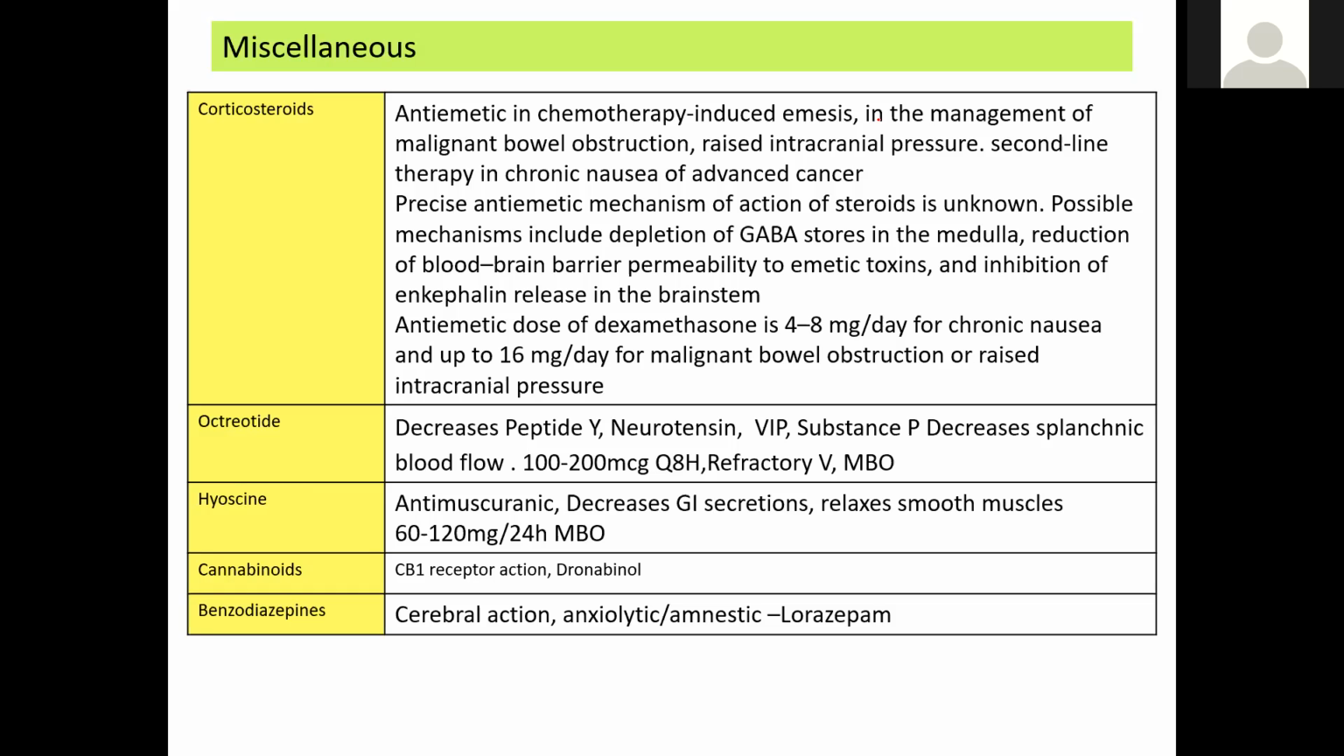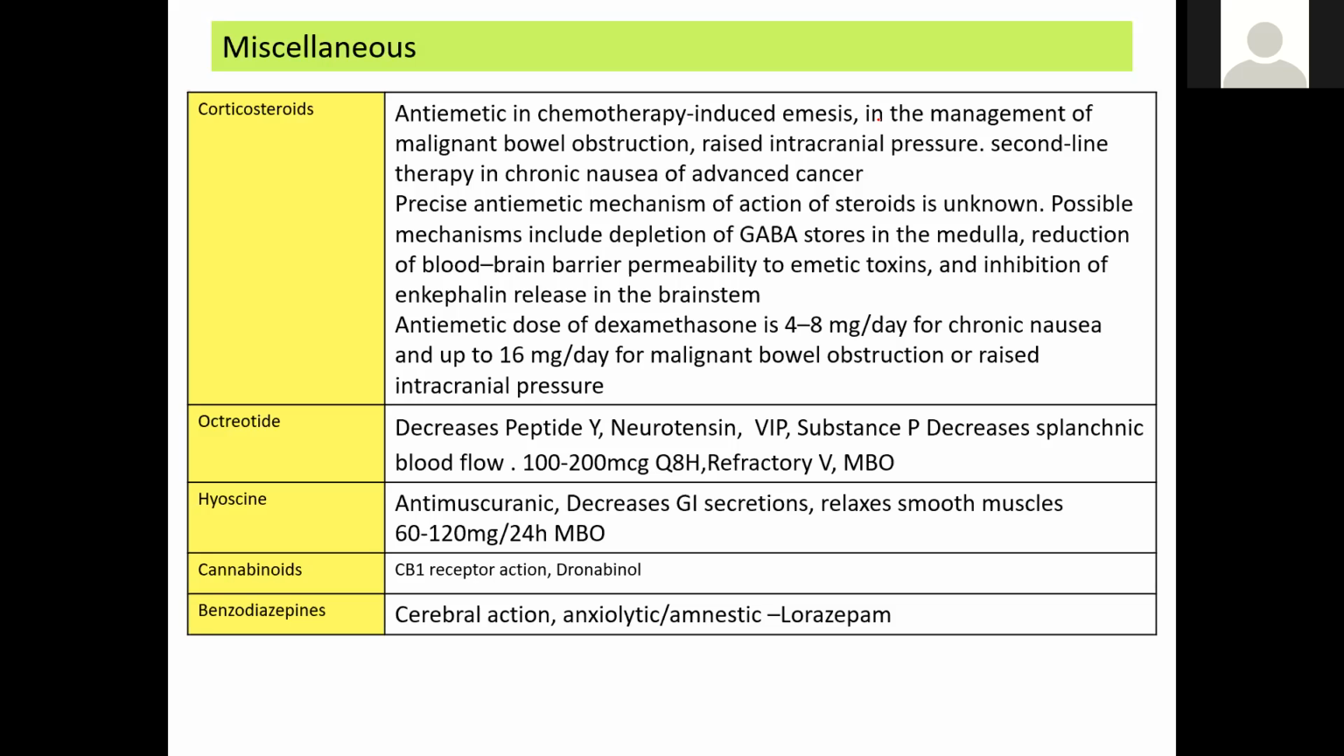Octreotide is another somatostatin analog, which is very commonly used in bowel obstruction and refractory vomiting. Hyoscine: you might have heard about the tablet Buscopan or injection Buscopan. It is an anti-muscarinic drug. It reduces the GI secretion and reduces the motility of the GI muscles. So that is how it reduces nausea and vomiting.